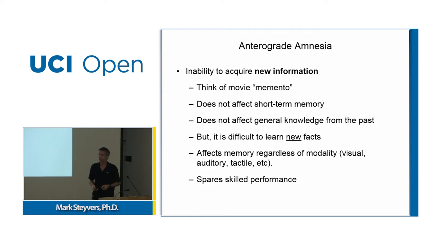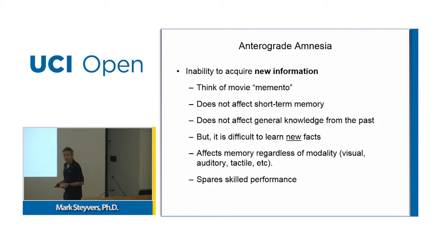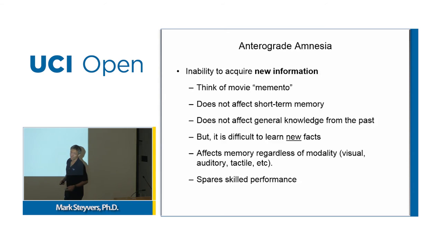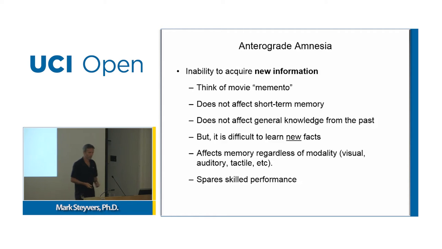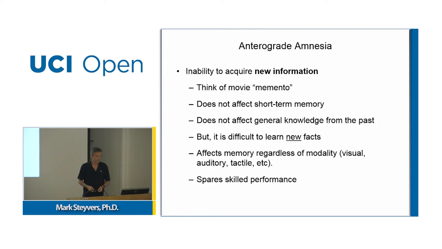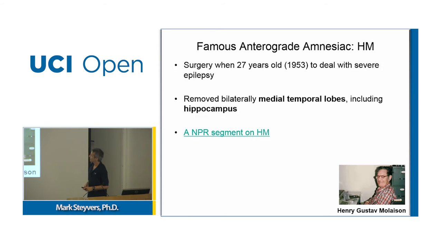And it spares skill performance. So these people can learn new skills, can learn to play an instrument, but they might not remember explicitly that they have learned to play that instrument. Which can lead to very bizarre circumstances. The most famous case is H.M. H.M. recently died, so now we know him by his full name, Henry Gustav Molaison. And because of H.M., we know a lot about memory and about amnesia. So he had a surgery in 1953 when he was 27 years old, to deal with his epileptic seizures.